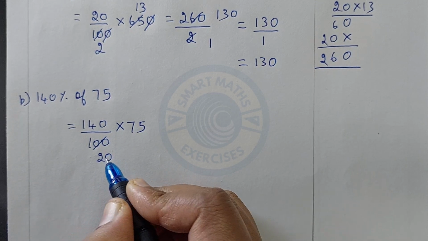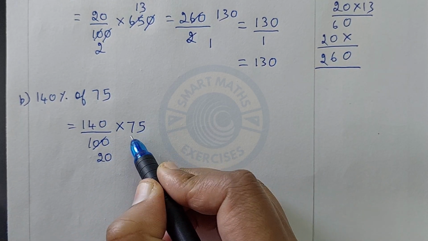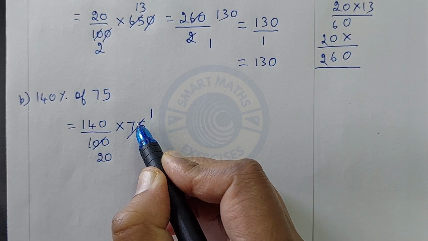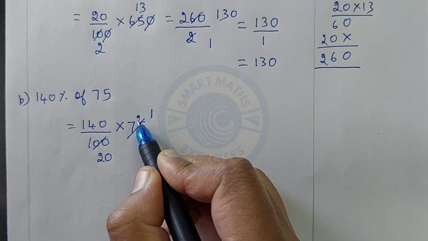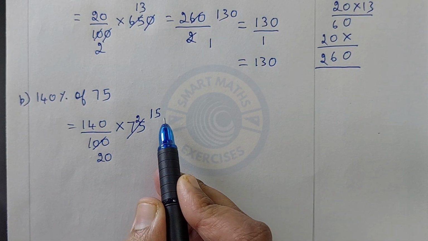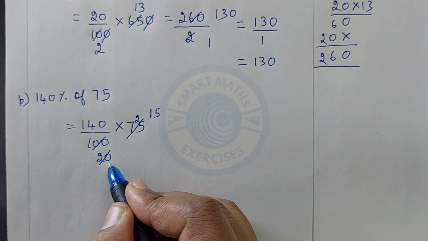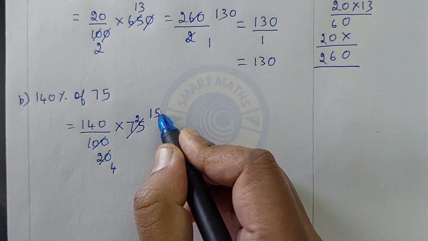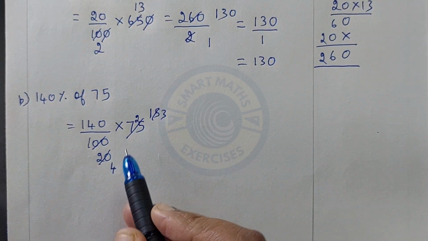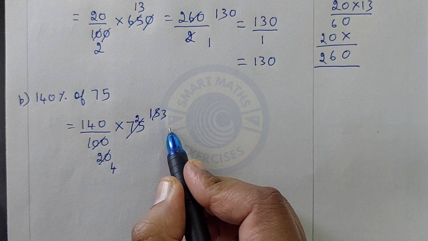5 20s are 100. 5 1s are 5. 7 minus 5 is 2. 5 5s are 25. 15. 20 and 15 again go in 5 table. 5 4s are 20. 5 3s are 15. Now 4 and 3 do not go in any table, so multiply 140 into 3.